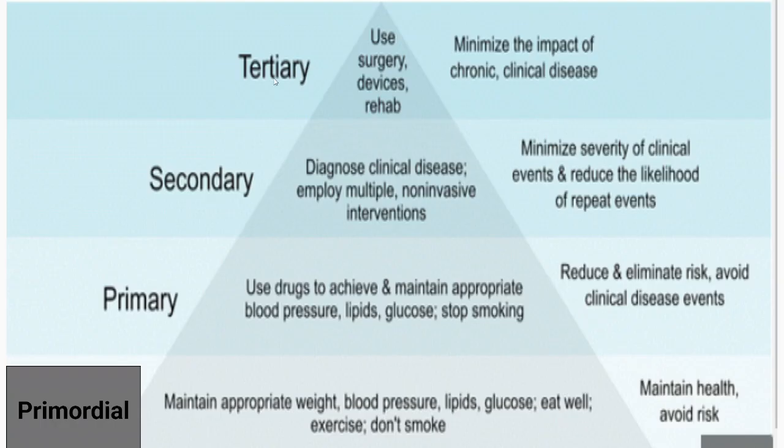And finally, tertiary prevention. There is no other option. Compulsorily, they need to go for surgery or rehabilitation, to reduce the risk and reduce the impact of the disease. By minimizing the impact of chronic and clinical conditions, by going for surgeries and by using rehabilitation techniques, the person may use this tertiary level of prevention.